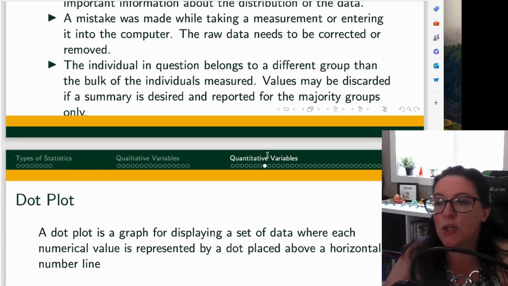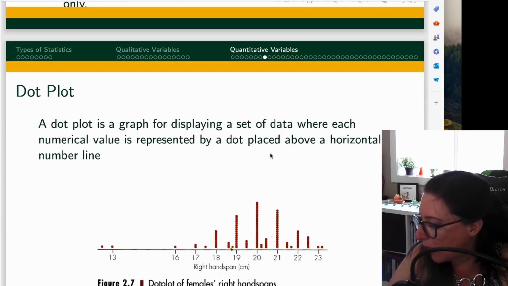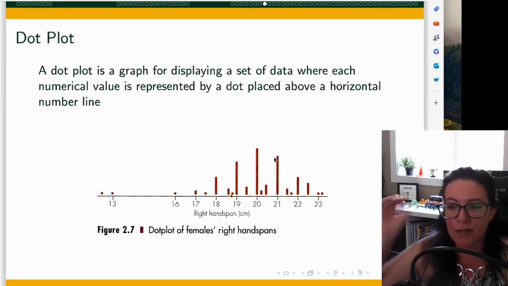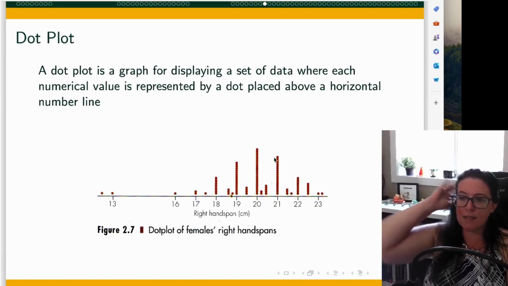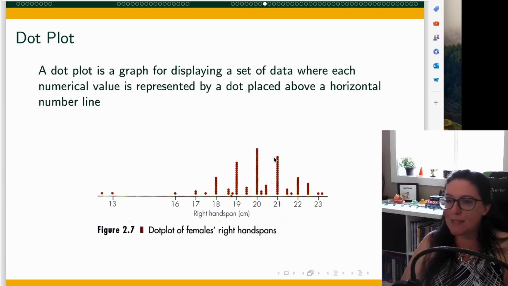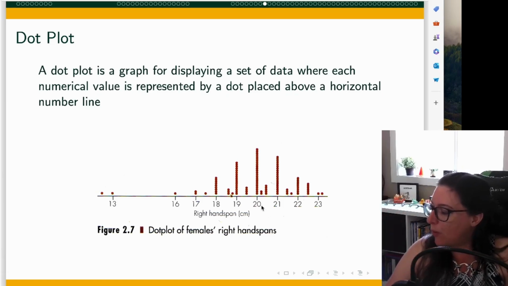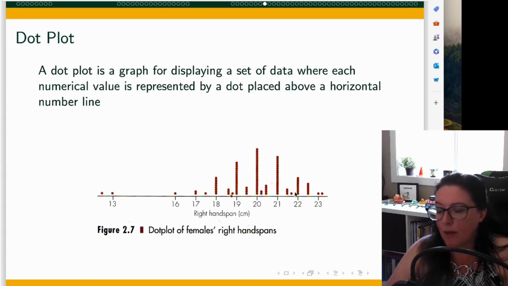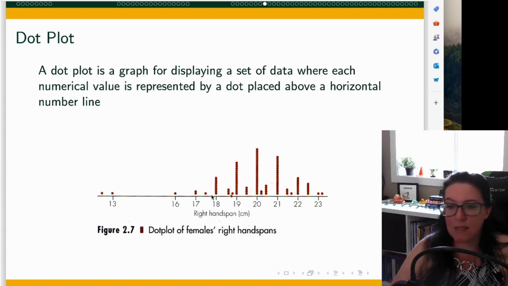So we can use a histogram to identify outliers. A dot plot can give us similar information. So a dot plot, instead of having the bins here, we instead have dots. Here, what it's going to show us is every single observational unit that falls at this 20 hand span is represented as a dot here. Okay, so we have dots instead of bars.